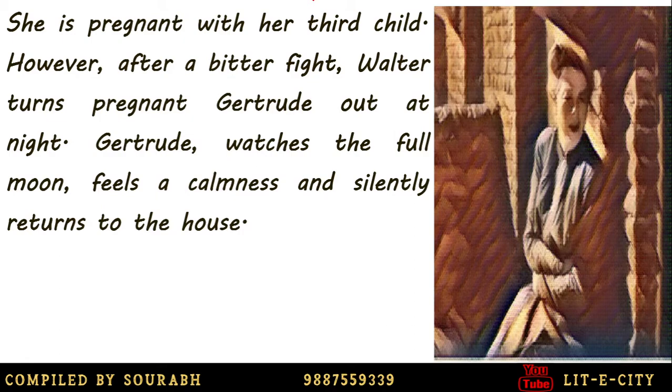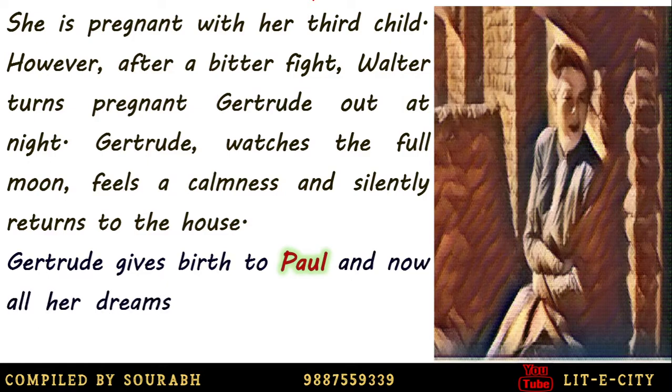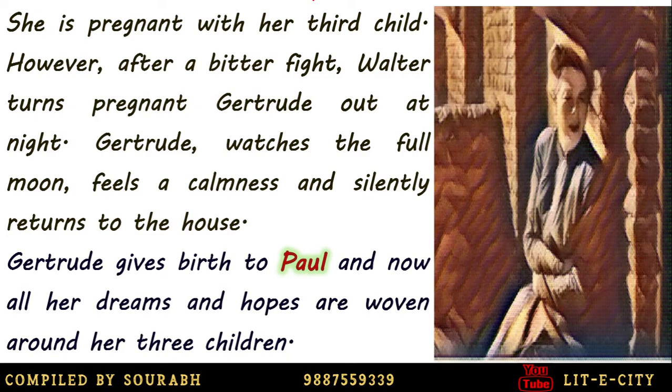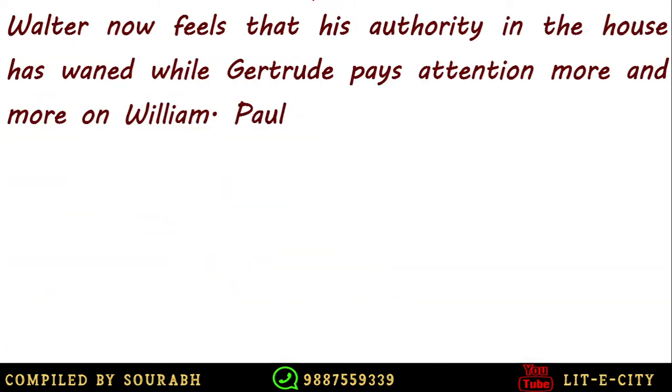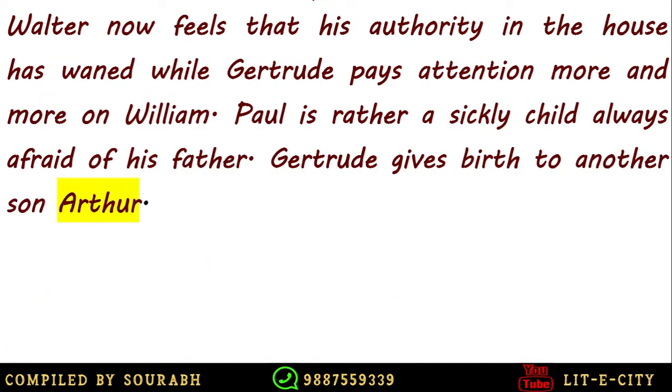Lawrence novels. She watches the full moon, then she feels a calmness and silently returns to the house. She gives birth to Paul, and now all her dreams and hopes are woven around her three children. The distance between the couple, Gertrude and Walter, increases. Walter also feels that his authority in the house has waned because Gertrude pays more and more attention to William.